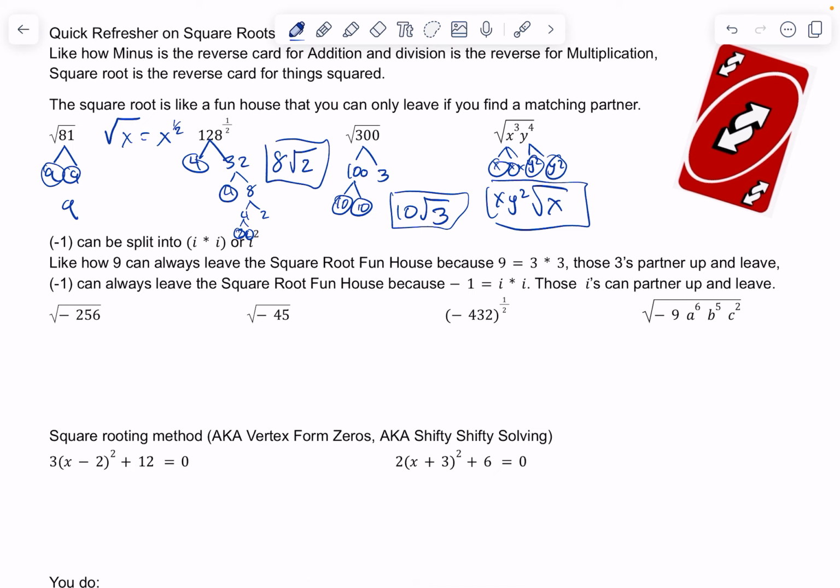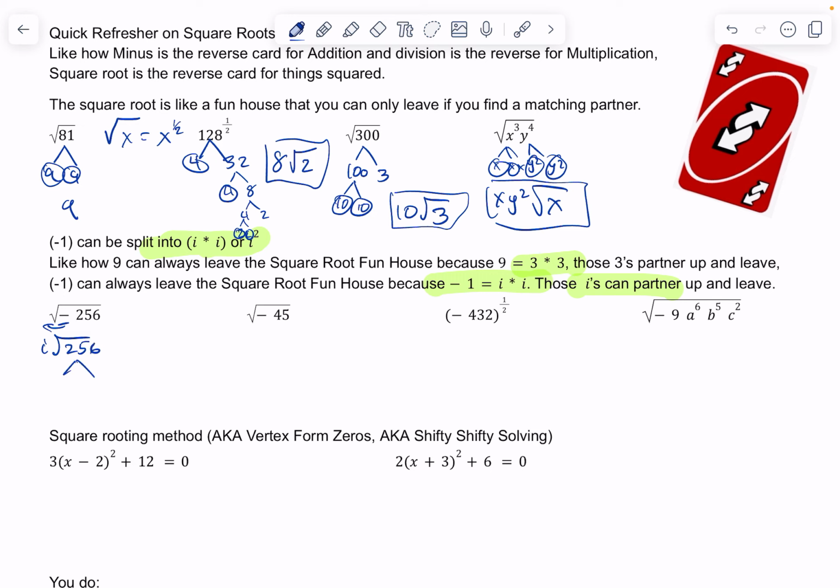Reviewing, negative 1 can be split into imaginary times imaginary, or imaginary squared. This is probably one of the most important concepts that you need to know. Similar to how 9 is 3 times 3 and it can leave the party, negative 1 is imaginary times imaginary, so i's can partner up and leave. Since I see this negative 1 already, I'm just going to bring it out as i.